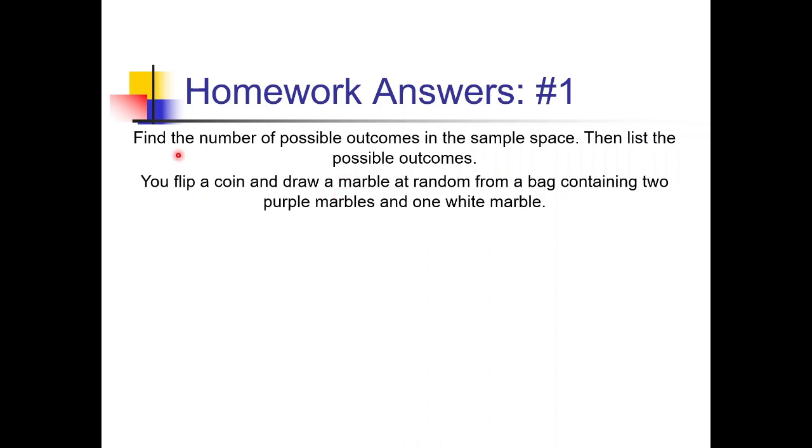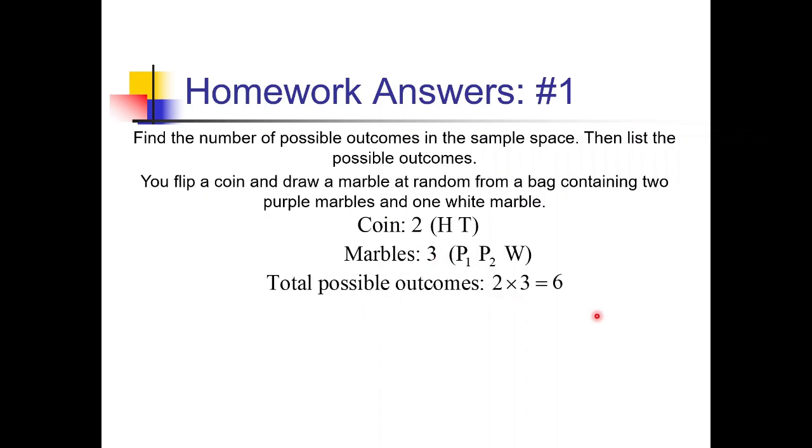We have two outcomes from flipping a coin. That would be heads and tails. We have three outcomes from drawing a marble. That would be purple 1, purple 2, and white. So I'm going to distinguish these two purple marbles with these little subscripts here. So the total sample space then is going to be 2 times 3, or 6.